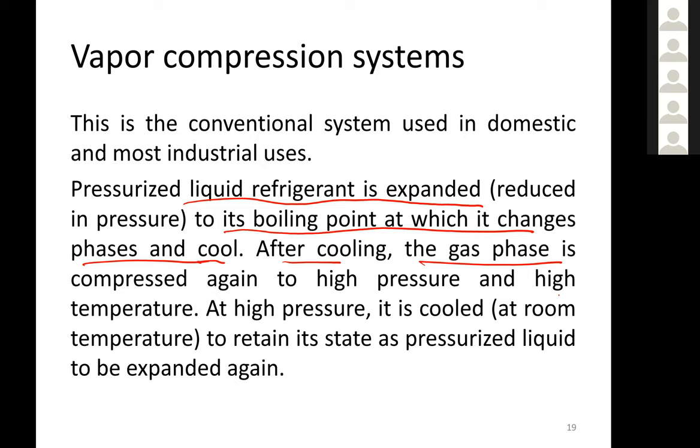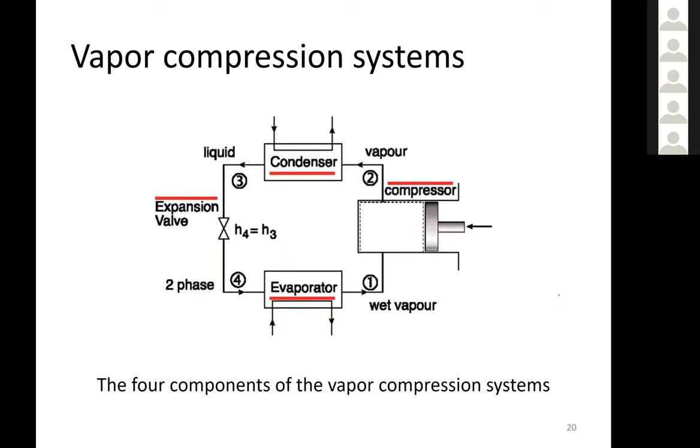So when we talk about the vapor compression system, we usually have four components. We have the evaporator, compressor, condenser, and expansion valve. And this is basically our main focus for today's session. So this is the vapor compression system. As I said, we have the compressor, evaporator, condenser, and expansion valve.